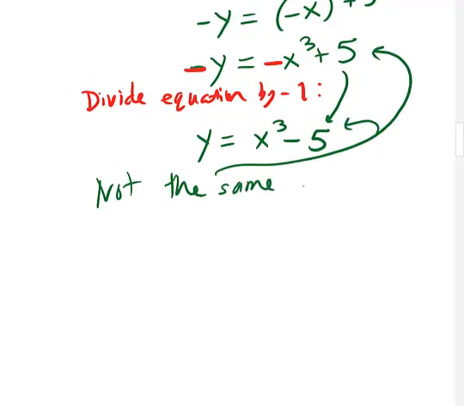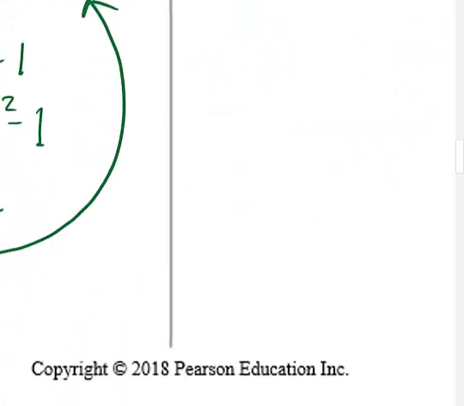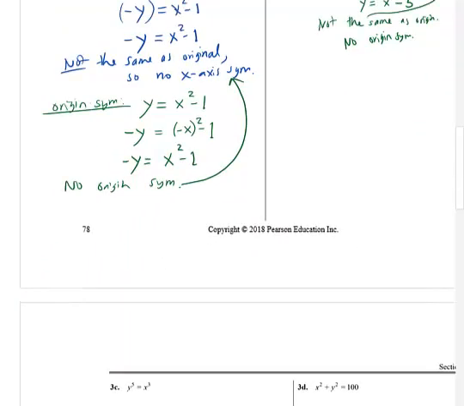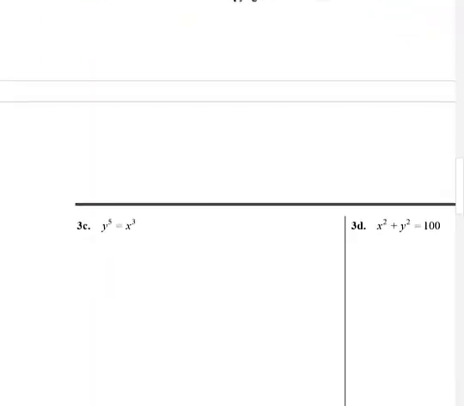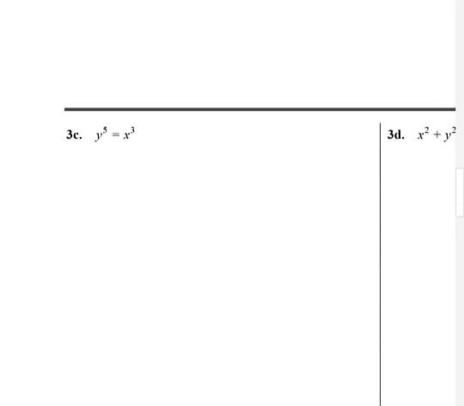This guy is not symmetric at all as the original. So no origin symmetry. Alright, that's a bummer. Oh well, what are you going to do? So let's try this one. I think this one might have some kind of symmetry.